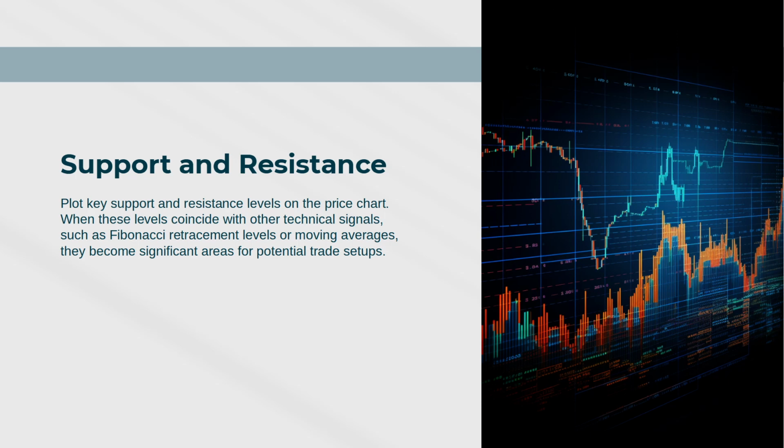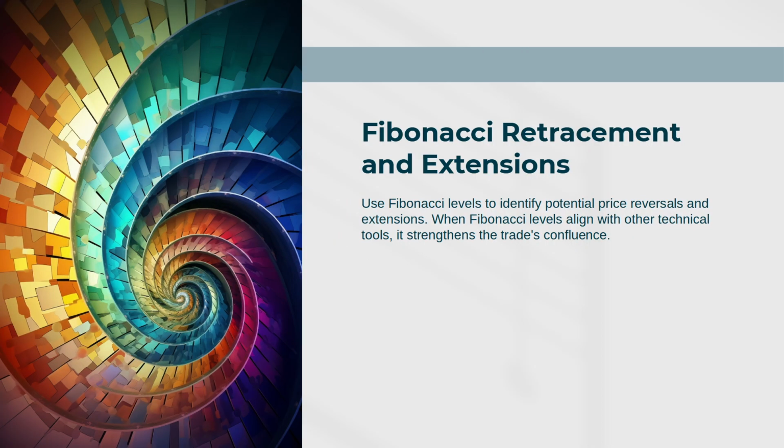Support and resistance. Plot key support and resistance levels on the price chart. When these levels coincide with other technical signals, such as Fibonacci retracement levels or moving averages, they become significant areas for potential trade setups. Fibonacci retracement and extensions.